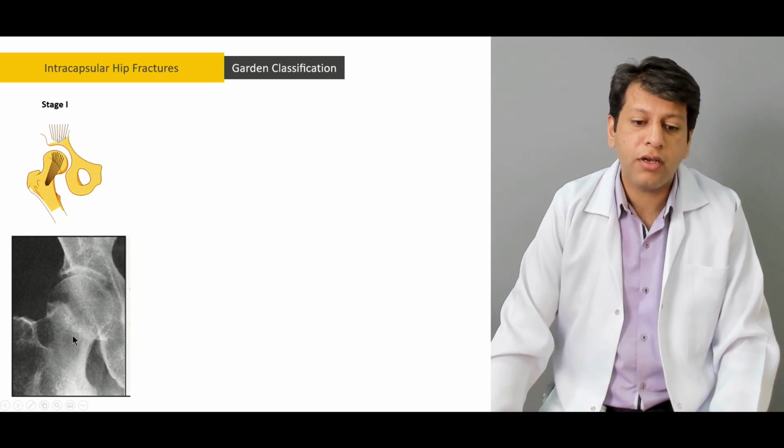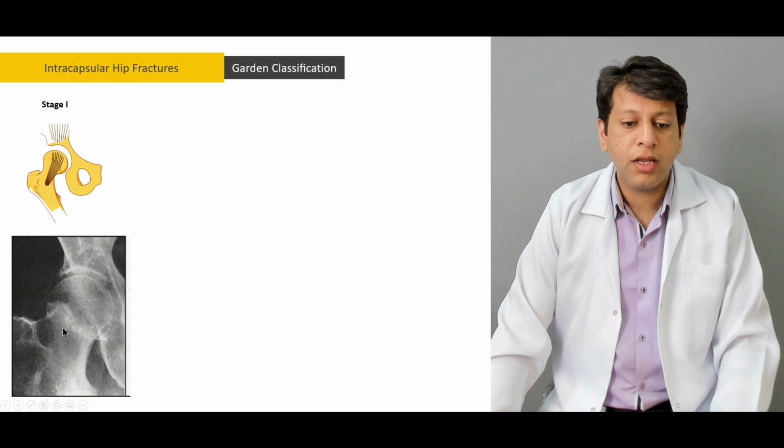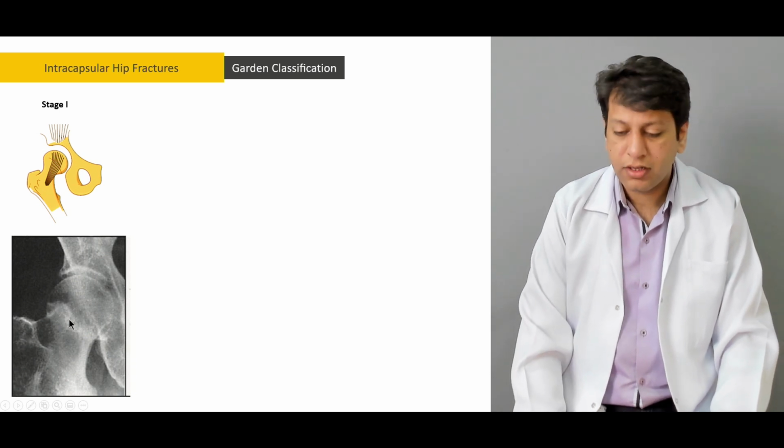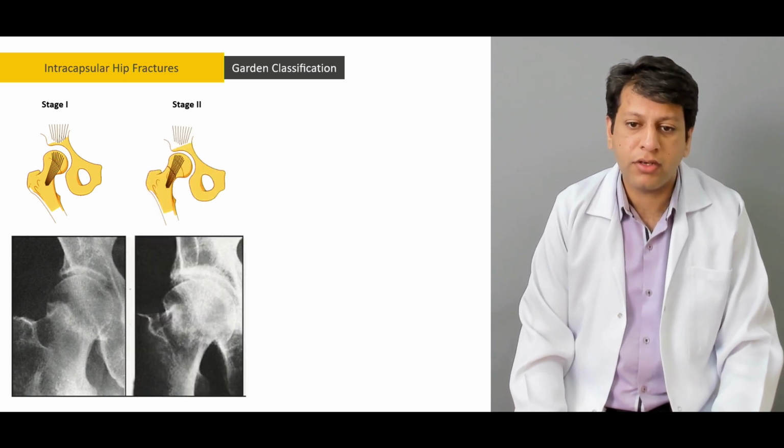If you see it over here, this would show a thin line going like this and it ends here. This is not a complete fracture, it's an incomplete fracture which is undisplaced as well, and there's a slight valgus impaction of it. This is classically type 1 or stage 1 of the Garden classification.